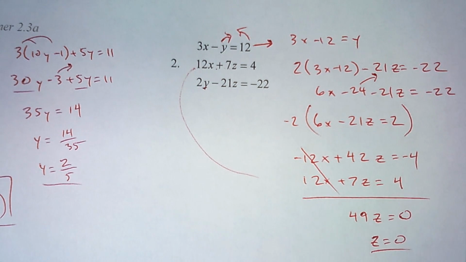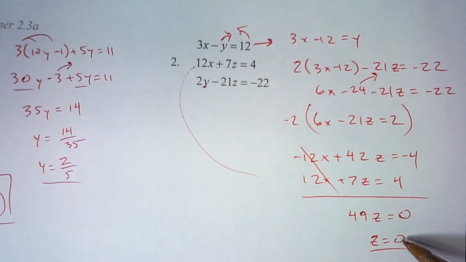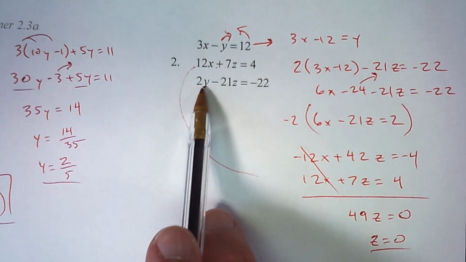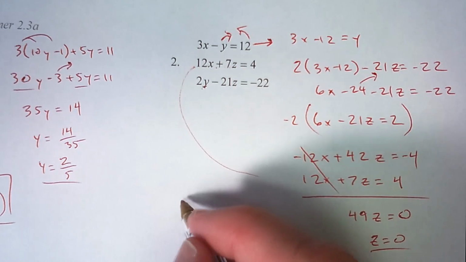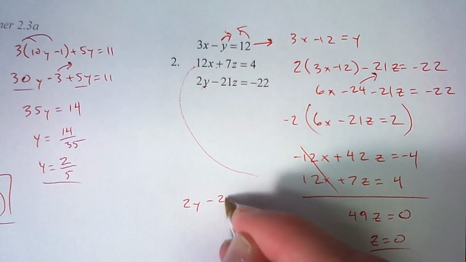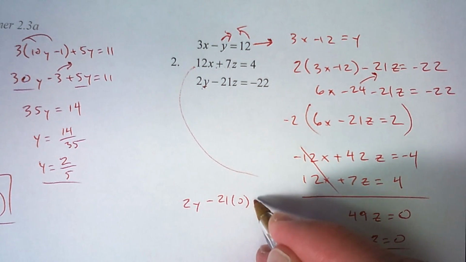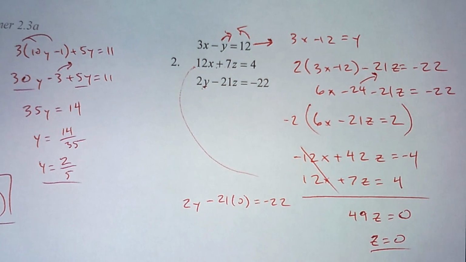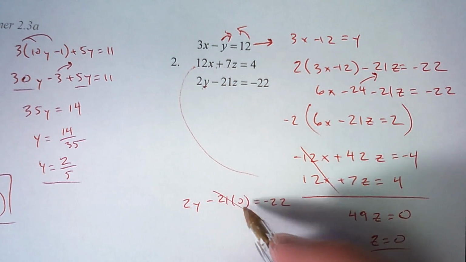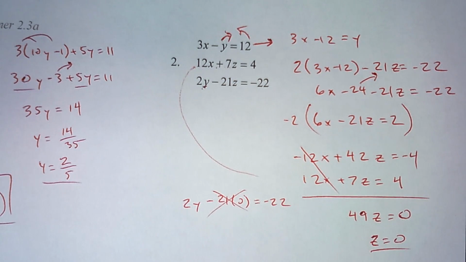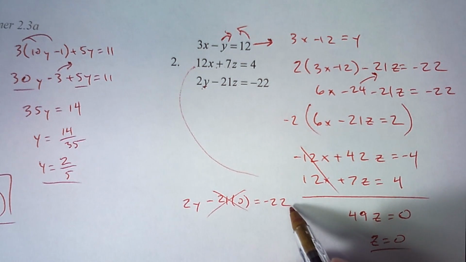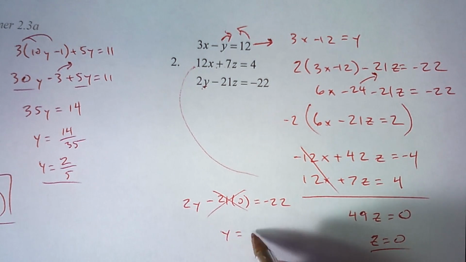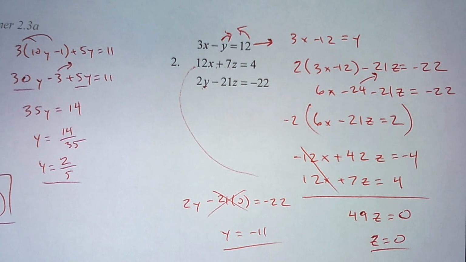Okay, once you get that first value from there, it gets a little bit easier. So I can take this value of z and plug it in anywhere up here that I've got a z. So let's put that right here. So I've got 2y minus 21 times 0 equals negative 22. Minus 21 times 0, that's just minus 0. So I've got 2y equals negative 22, and I can divide and get y is negative 11.